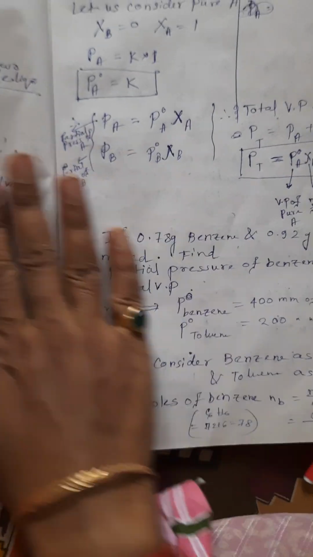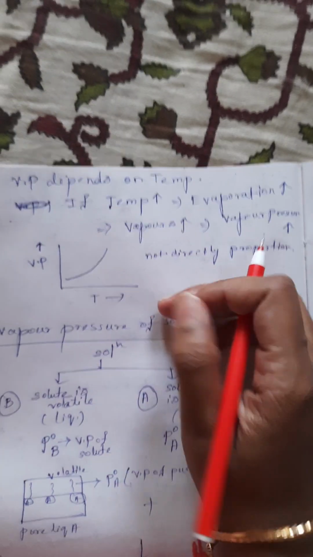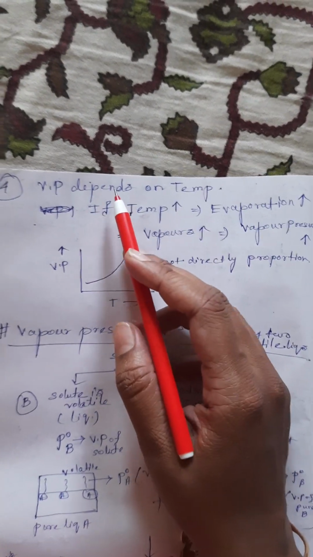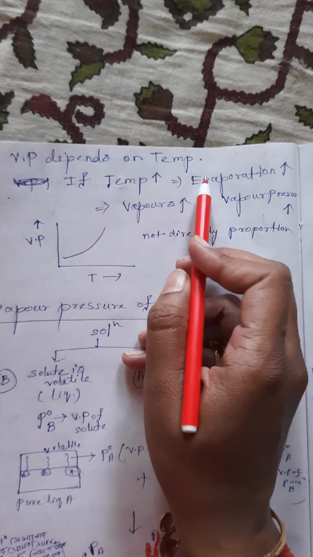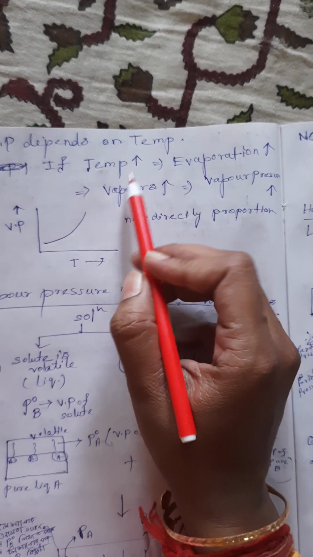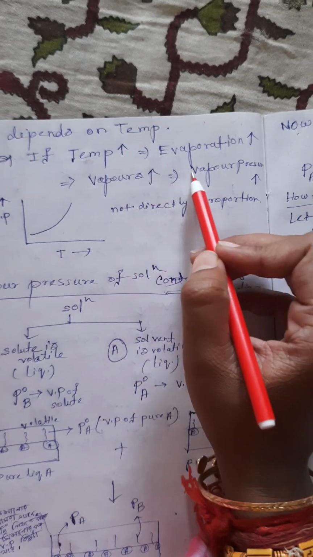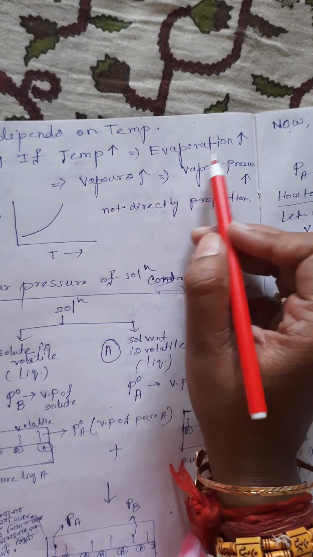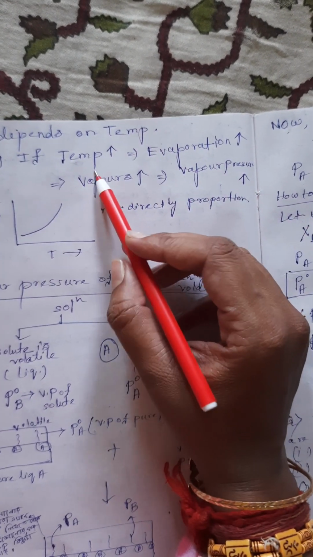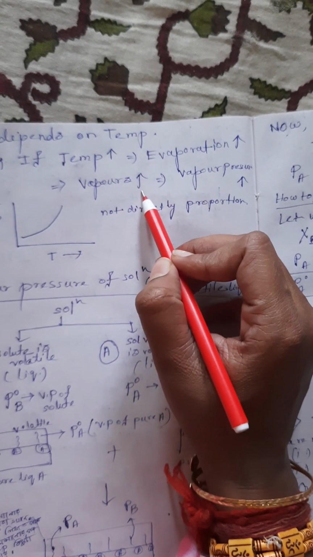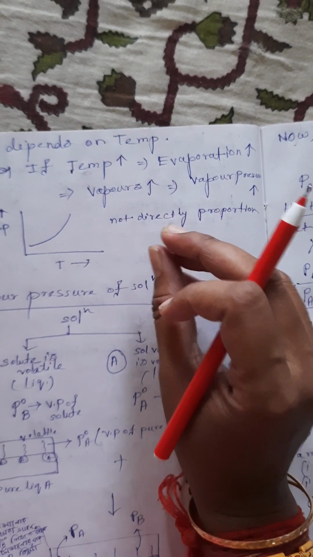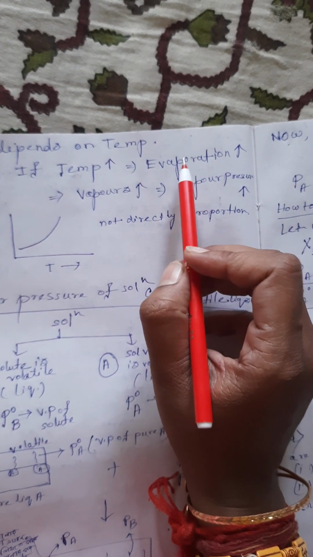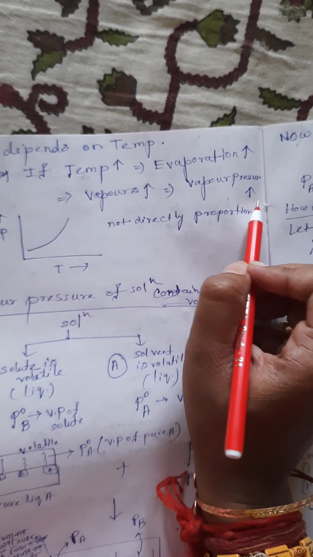Now the fourth and last factor is temperature. Vapor pressure always depends upon the temperature. You all know that if temperature is increased, evaporation is also increased. Why? Because the number of vapor particles increases. Then evaporation increases, which means vapor pressure is also increased.